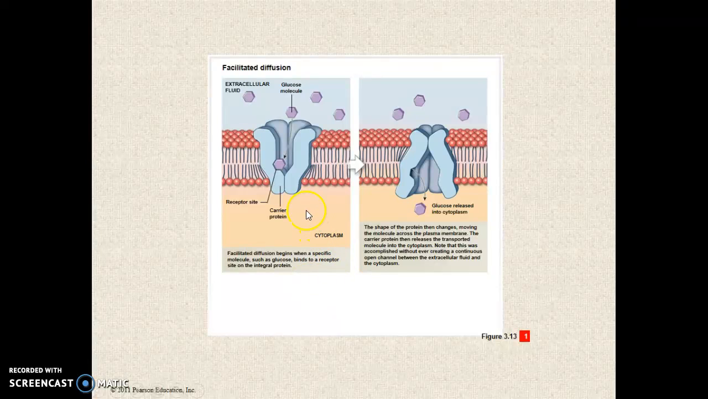Facilitated diffusion, again, is just no ATP is required, and you have a specific molecule, such as glucose in this case, that binds to a receptor site on the integral protein. And integral just means that protein spans the entire membrane. And then the shape of the protein changes, allowing the glucose molecule into the cell.